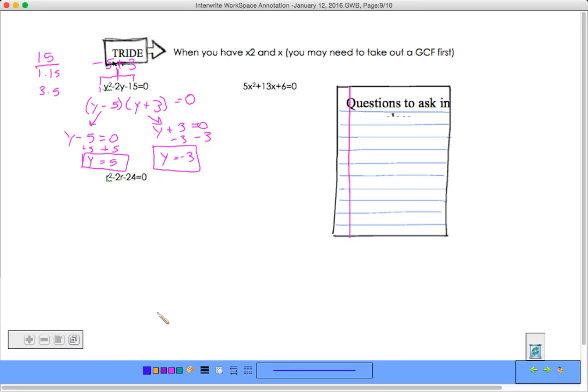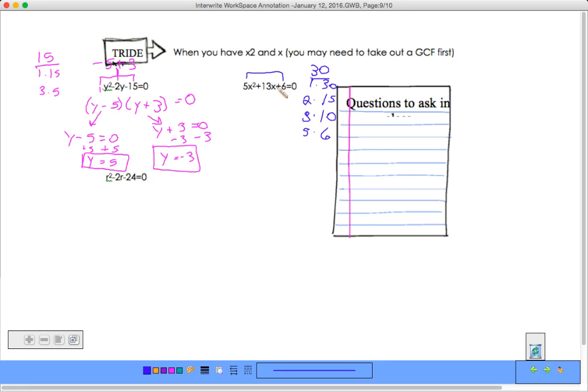All right, now looking at this next example, same idea. I check first for GCF, but there's nothing I can take out of all 3 terms. Then I multiply the ends. 5 times 6 gives me 30. I know 30 is 1 and 30. It's 2 and 15. It's 3 and 10. And it's 5 and 6.